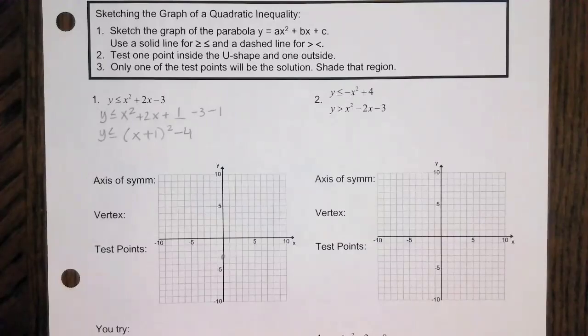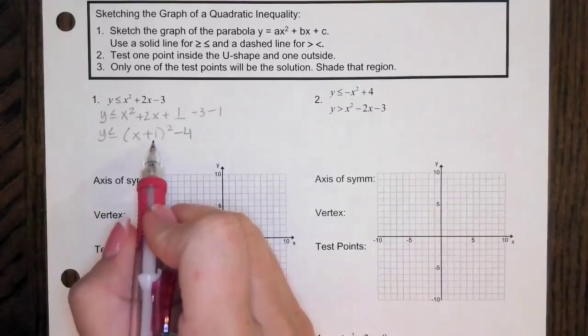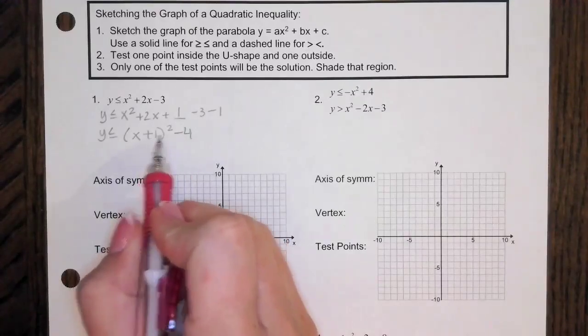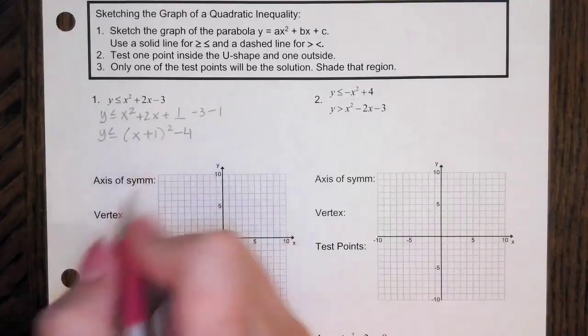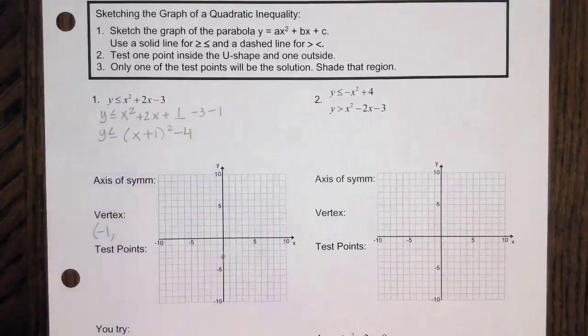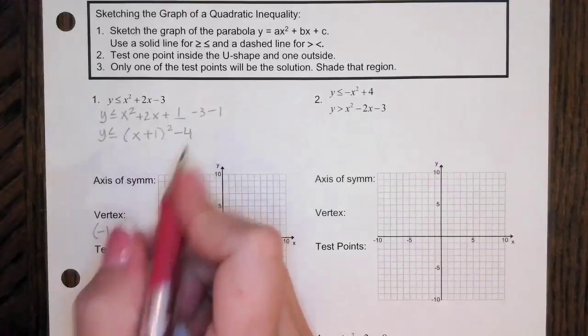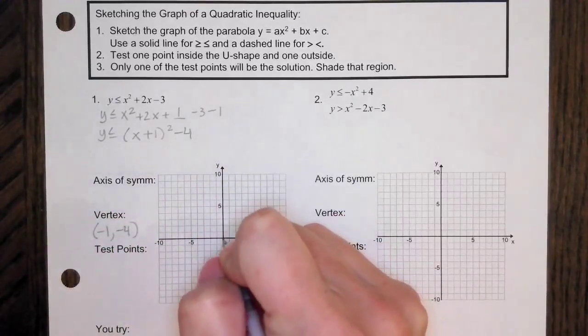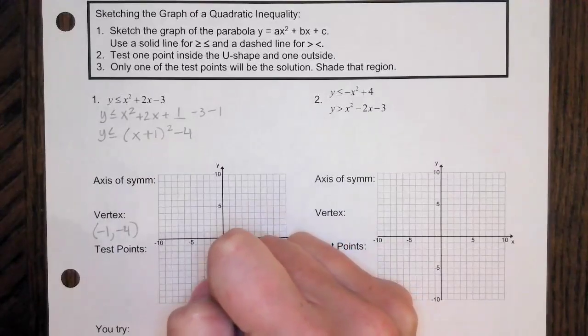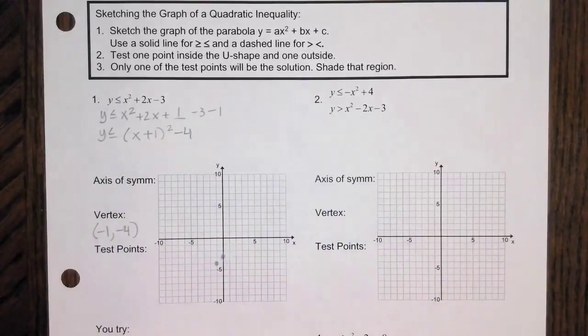That equation gives us a lot of information about graphing. So it gives us the vertex. The vertex is these two values right here, our C and our D. This went to the left one, so the x value of the vertex will be -1. This went down 4, so the y value is going to be -4. So I go to -1, -4, and there's our vertex.